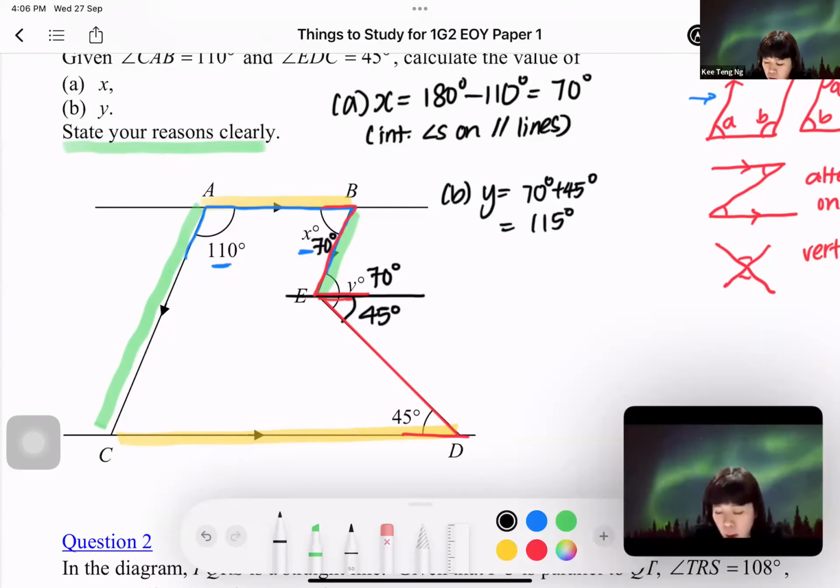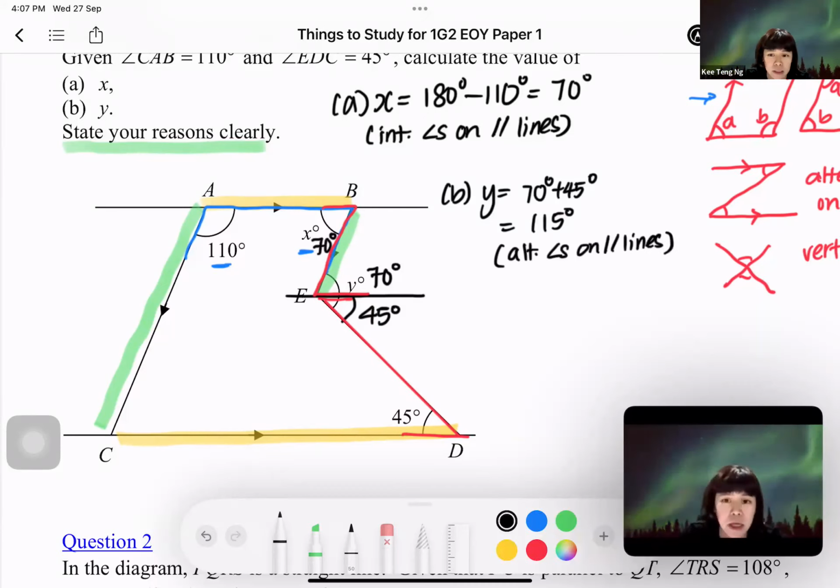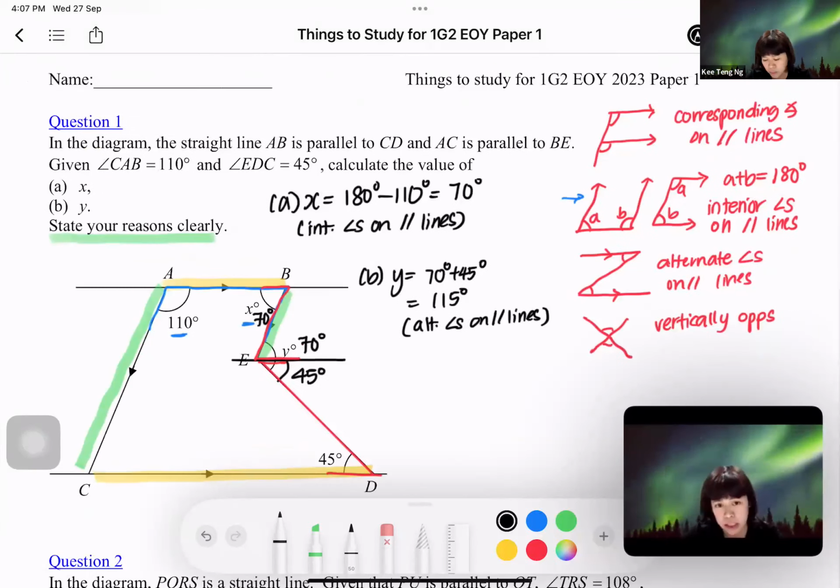This one is by alternate, the letter Z, right? Alternate angles on parallel lines. Okay, so this is something that you must study. You must try to remember these few angle properties. Maybe we did one question too little already, so I'll do one more question for practice.